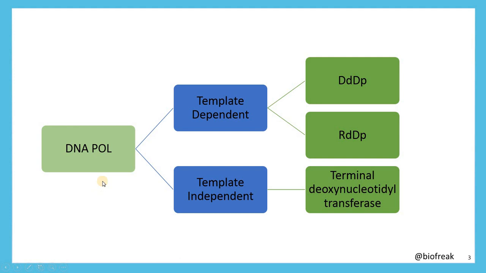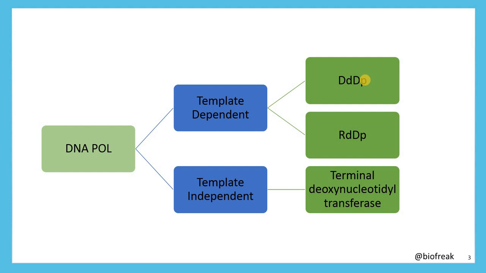DNA polymerases can be of two types, that is template-dependent DNA polymerase and template-independent DNA polymerase. Template-dependent DNA polymerase requires a template. For example, DNA-dependent DNA polymerase will require a DNA template based on which the DNA will be synthesized. And RNA-dependent DNA polymerase, which can be the reverse transcriptase, requires an RNA template, and based on that, the complementary DNA will be synthesized.